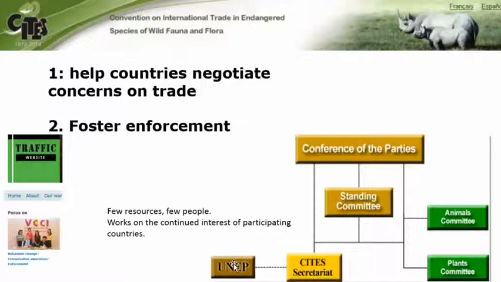There's the United Nations Environment Program with a small CITES secretariat, and they hold these conferences of the parties where they set trade regulations on species. There are animals and plants committees that make recommendations to that conference of the parties, but those are all staffed by volunteers from different countries, so it's actually a tiny number of people who are actually working for CITES as a program. As a consequence, it's only making the rules. It's organizations like TRAFFIC, an international NGO, that are working to help other countries on enforcement.